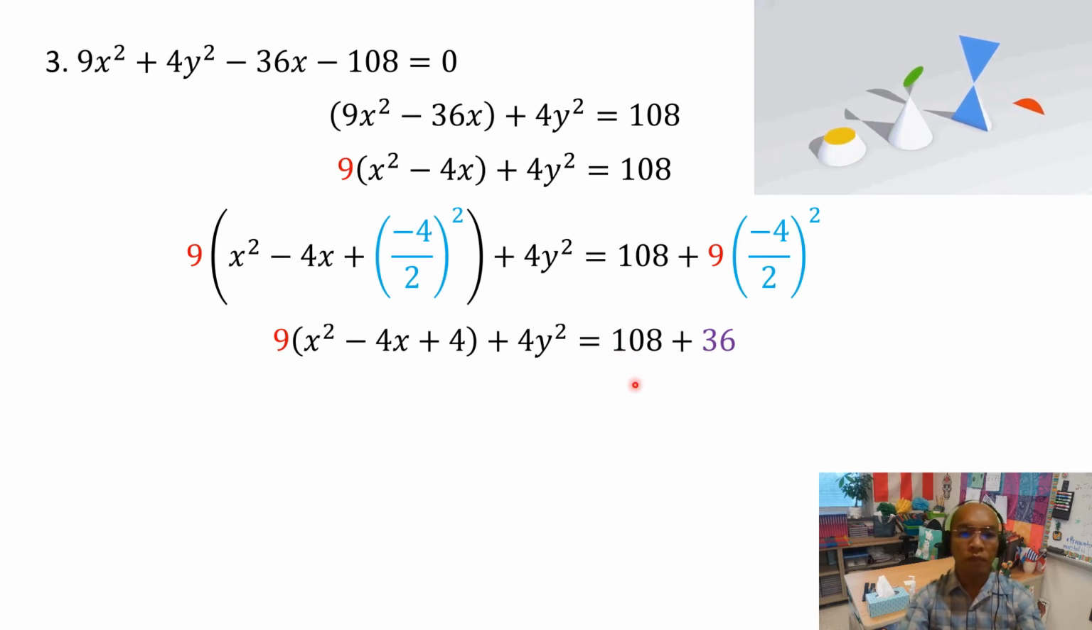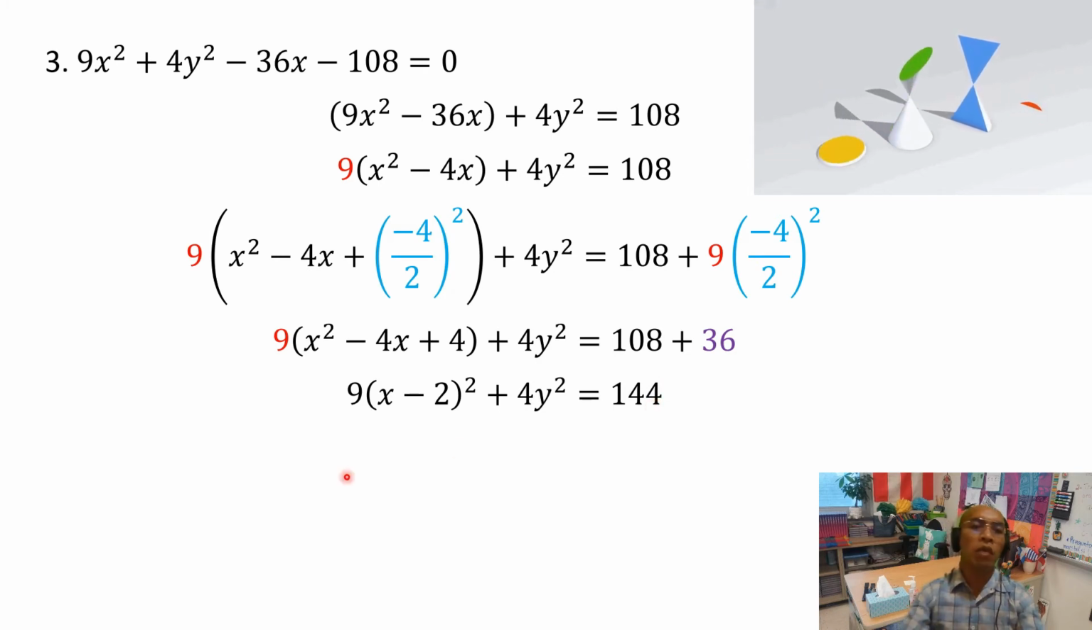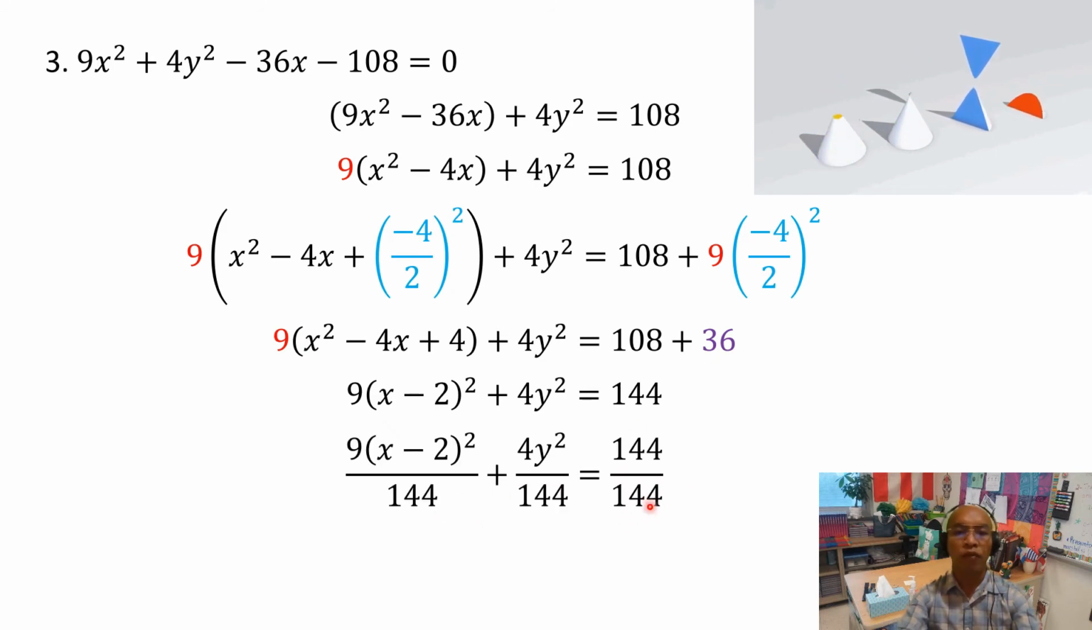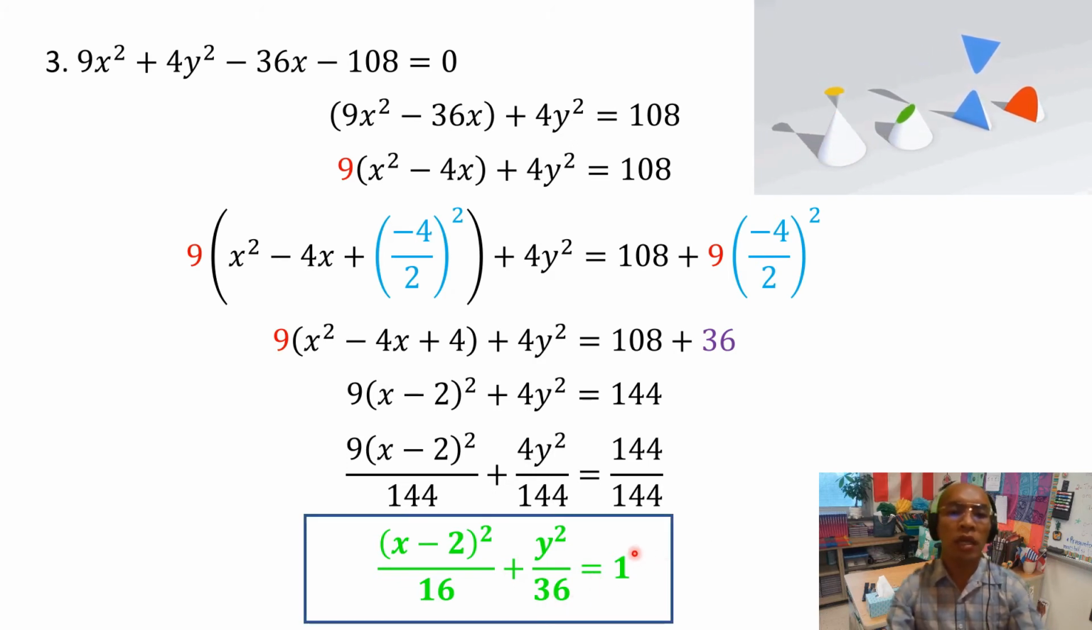Then for further simplification, factor this out. So this is 9, x, copy x. Then partner, the half of b. So the half of negative 4 is negative 2 quantity squared. Just copy 4y. Then is equal to 108 plus 36, that would be 144. In the standard equation of the ellipse, the right side of the equation must be equal to 1. So since this is 144, we will divide both sides of the equation by 144. Simplify. 9 divided by 144 is equal to 1 over 16. Then 4 divided by 144 is 1 over 36. Then is equal to 1. So this is now the standard equation of this ellipse.